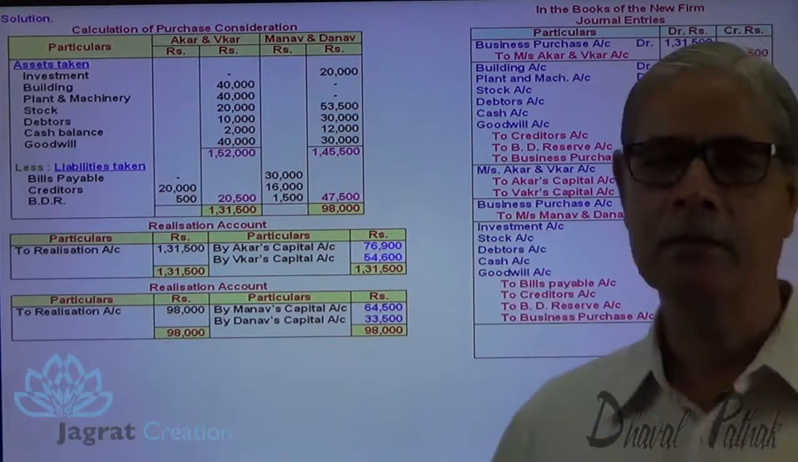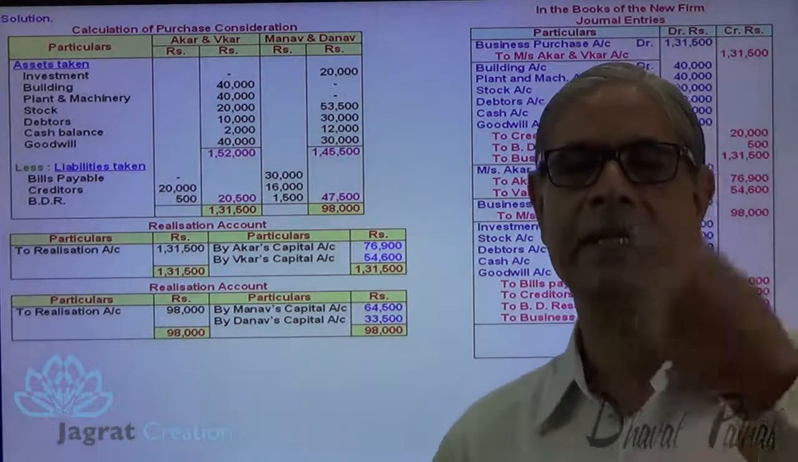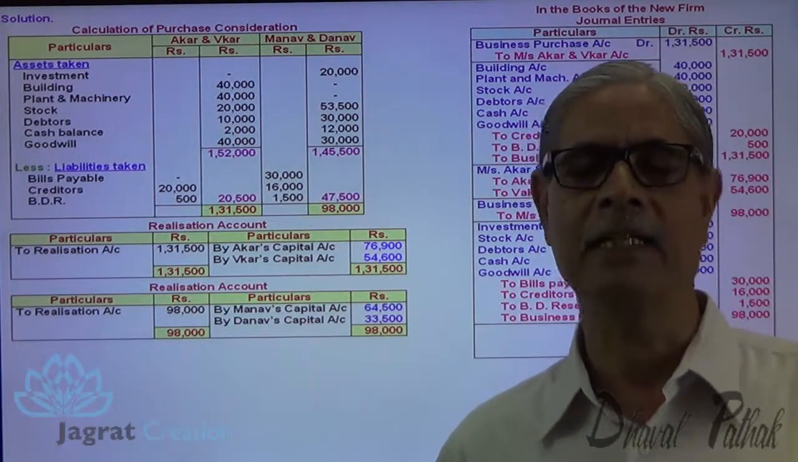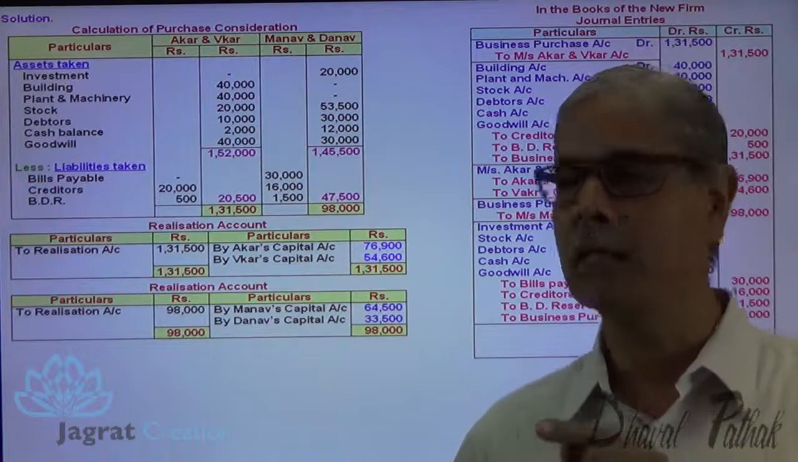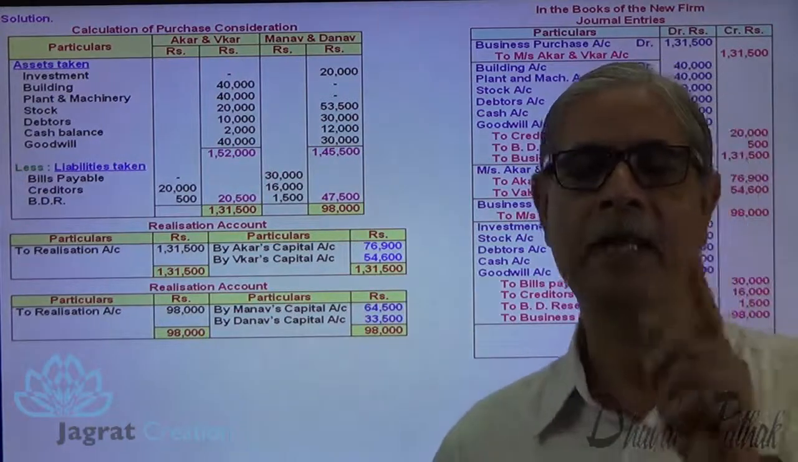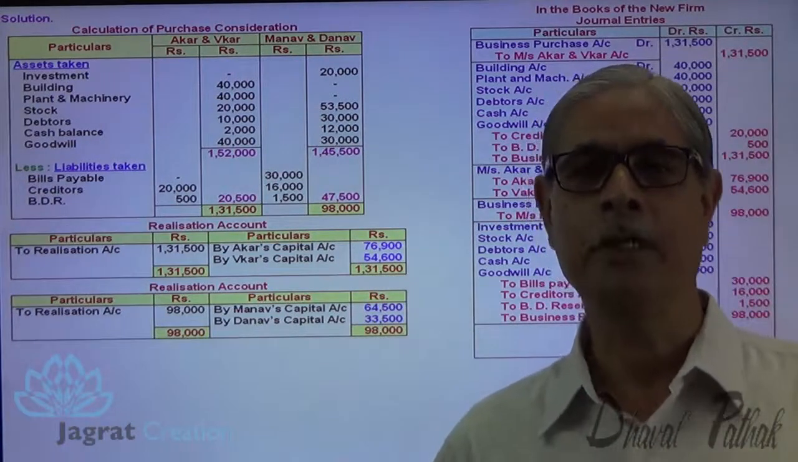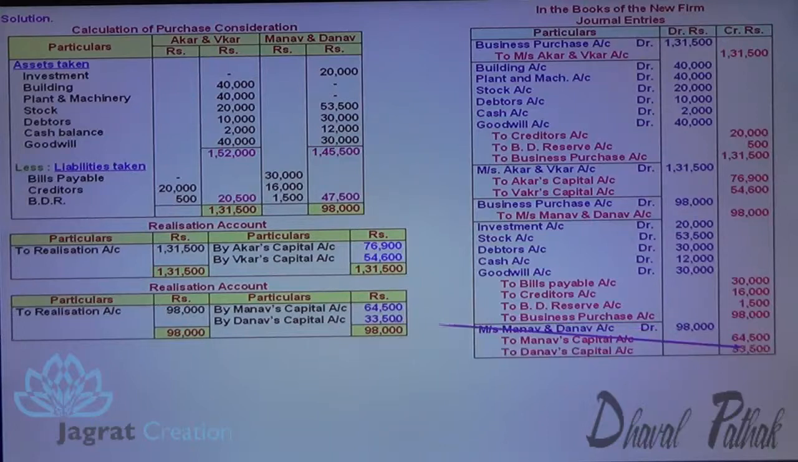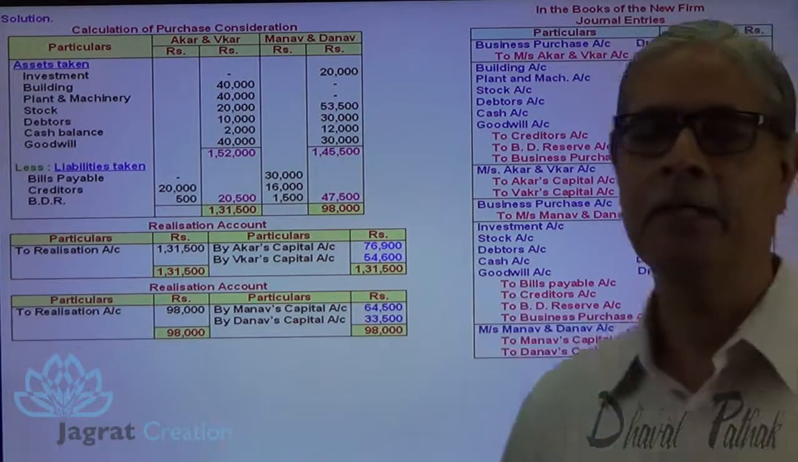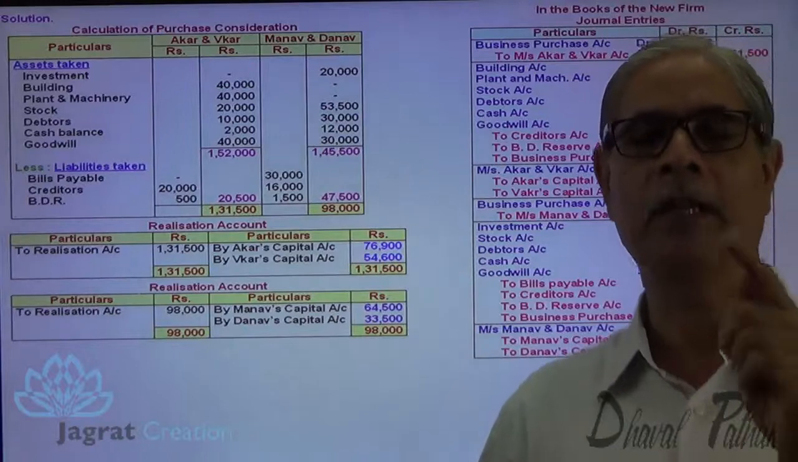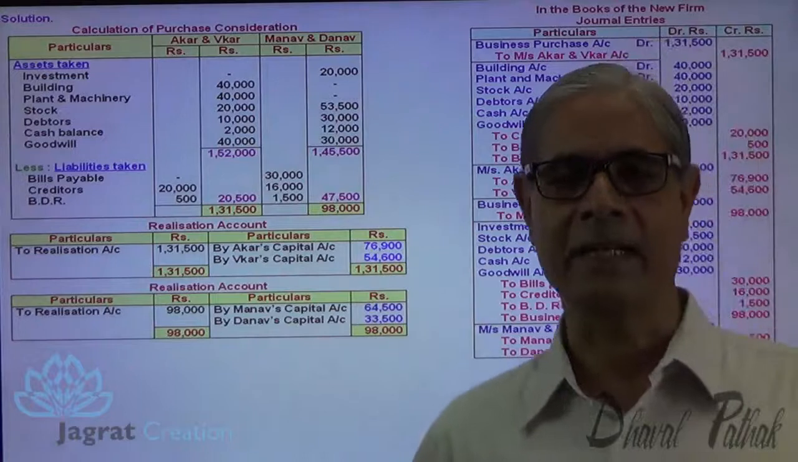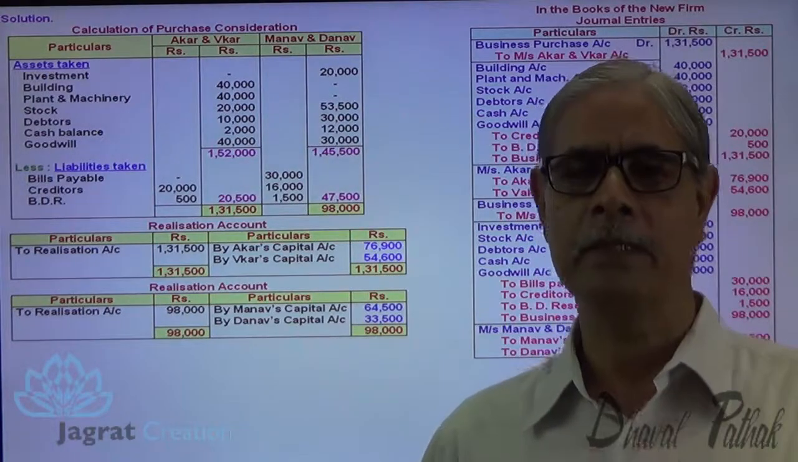So 98,000 business is purchased and 98,000 is payable to the vendor firm, that is Messrs. Manav and Danav. The amount payable to Manav and Danav is bifurcated in this manner and they are going to be credited as capital in the new firm. So here Messrs. Manav and Danav account debit, to Manav's capital account, to Danav's capital account credit. So their claims are converted into capital in the new firm. Now they have become the partners in the new firm. So this is how business purchase entries are recorded in the books of the purchaser.